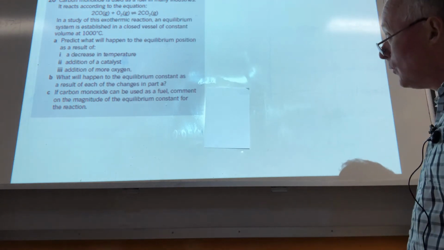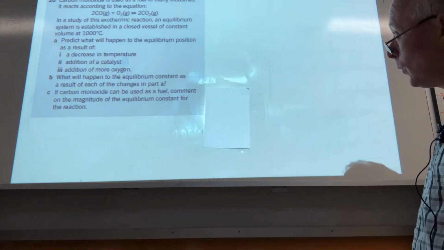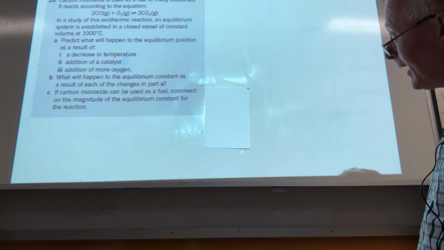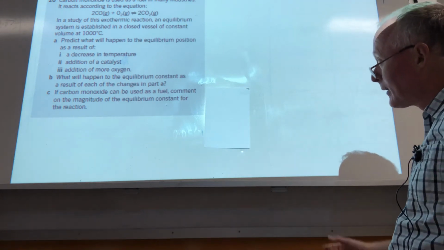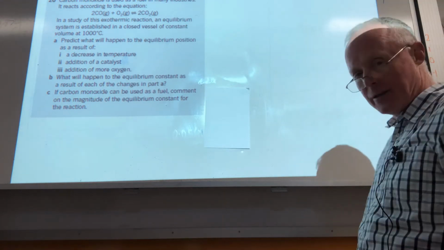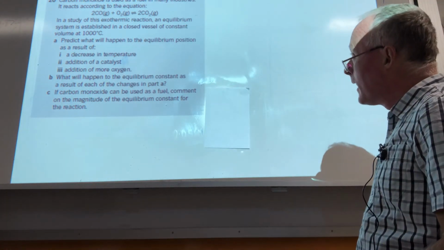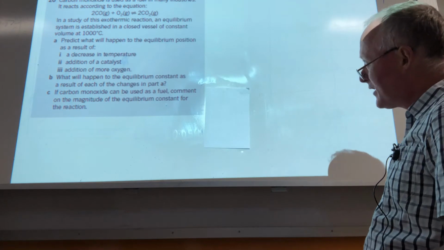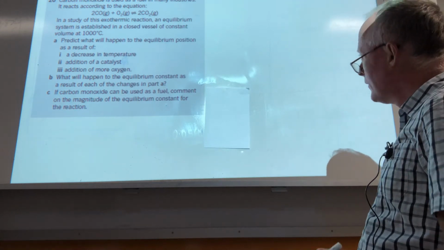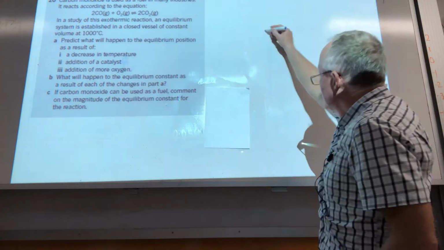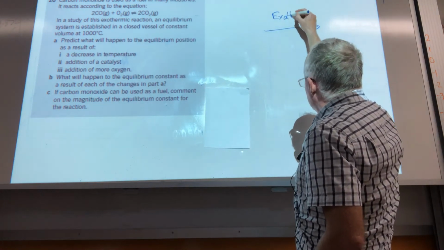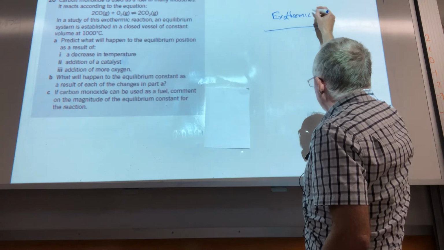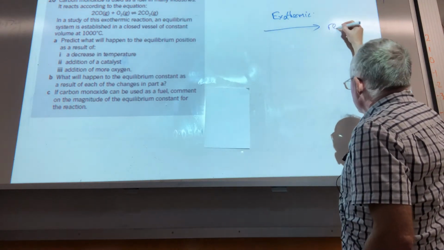And we're going to look at what happens if we change the conditions. Now, it's an exothermic reaction, so that means as the reaction goes forward, it wants to release energy. An exothermic reaction, as it goes in the forward direction, it releases energy.